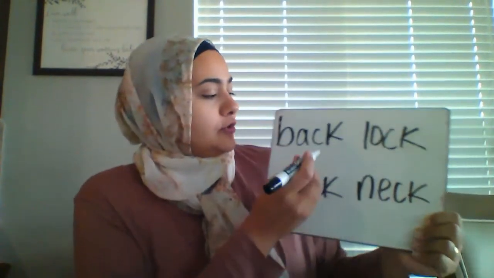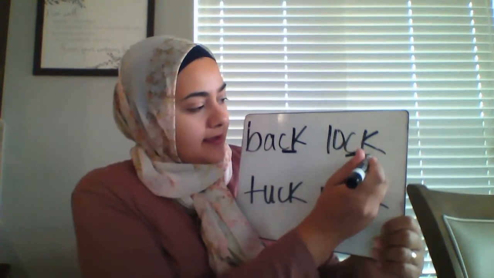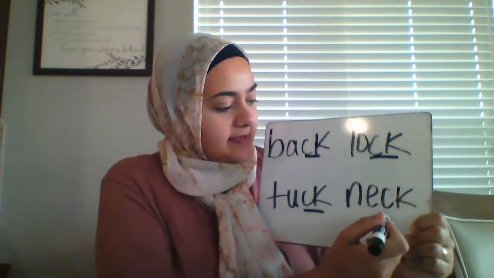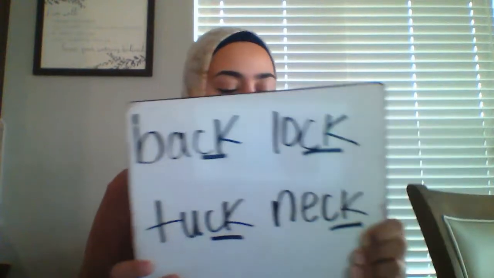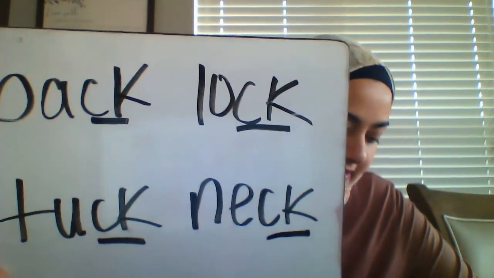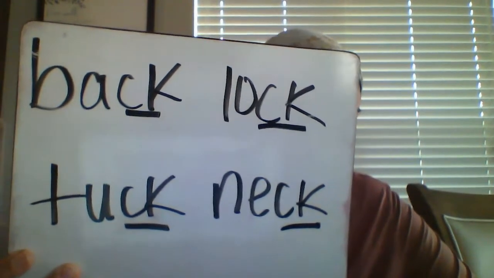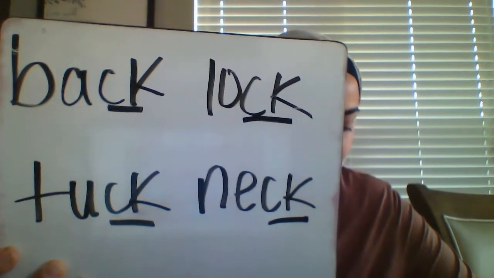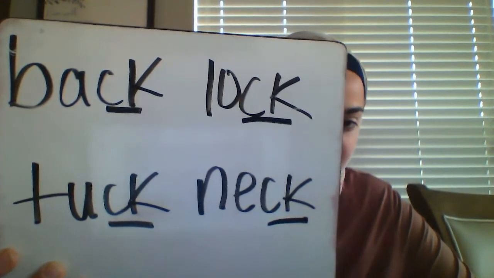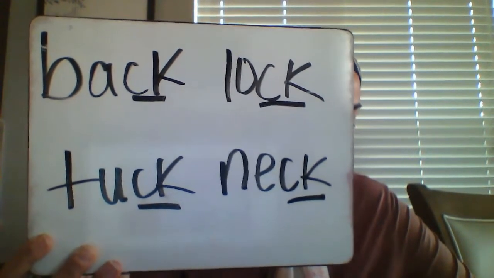So these digraphs that I just showed you that make the k sound, these are two letters that come together to make the same sound. CK. We code them by underlining them. There are two kinds of digraphs: consonant digraphs and vowel digraphs. Digraph CK is a consonant digraph because it is made up of consonants. That means it's not made up of vowels, it's made up of consonants.